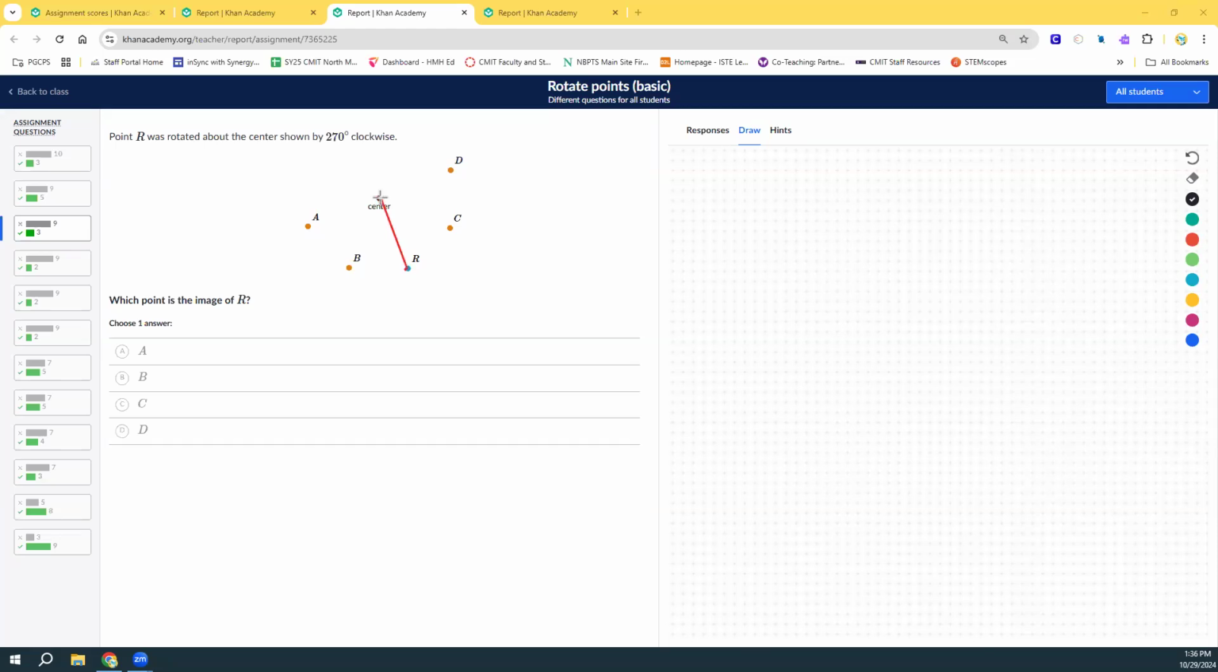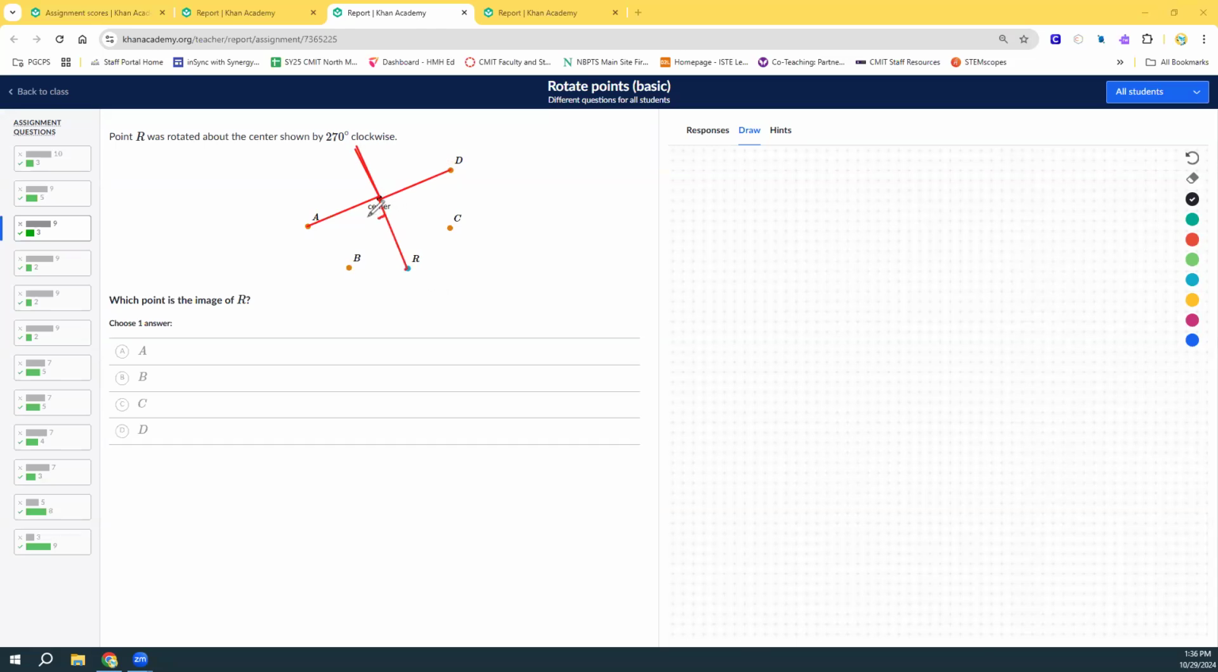There we go. And we're going clockwise. So we're going this way. So if I do 90 degrees, A would be 90 degrees clockwise. Straight up here, somewhere around here would be 180. And so it's got to be D that is 270.